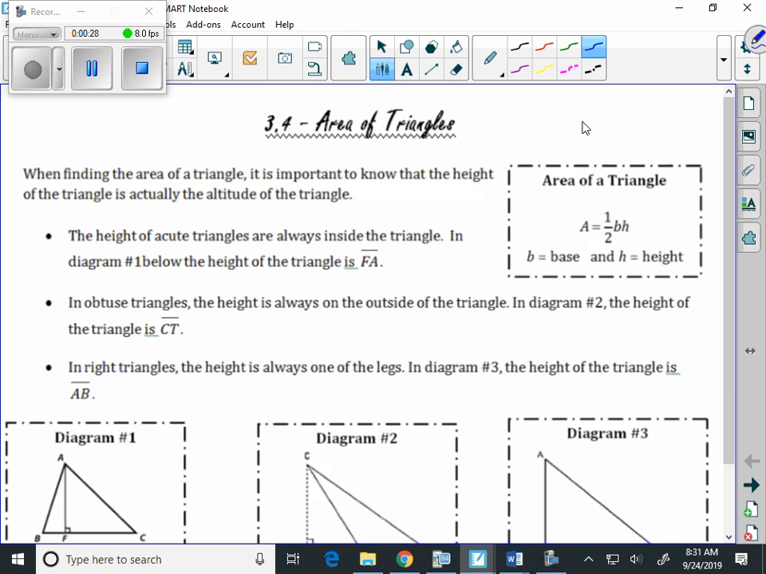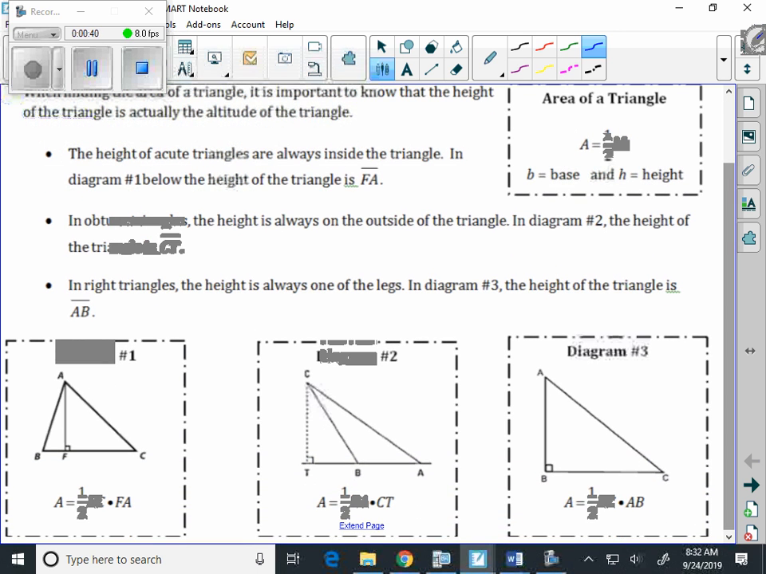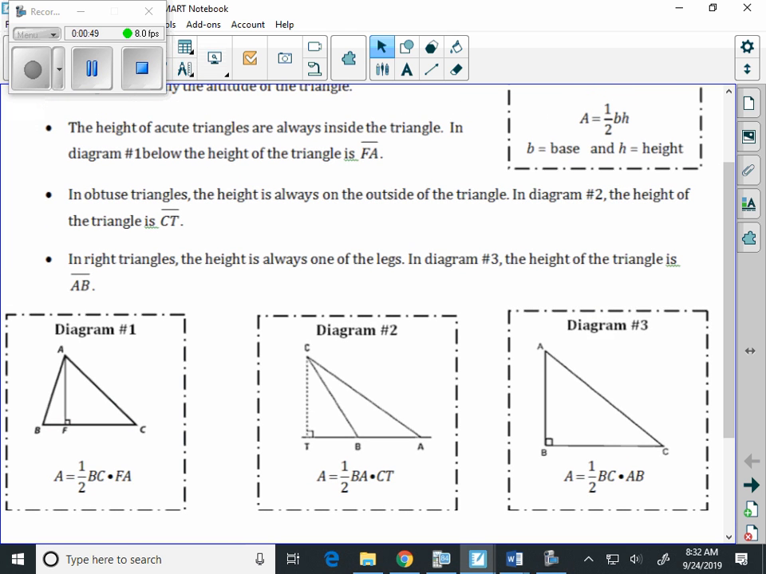But the key to finding the area of a triangle is that we need to be able to identify what is the base and what is the height, particularly the height of the triangle. And we've talked about 3 kinds of triangles so far this year. The first one being an acute triangle, which is in the first diagram. And when we're working with an acute triangle, the height is inside the triangle.